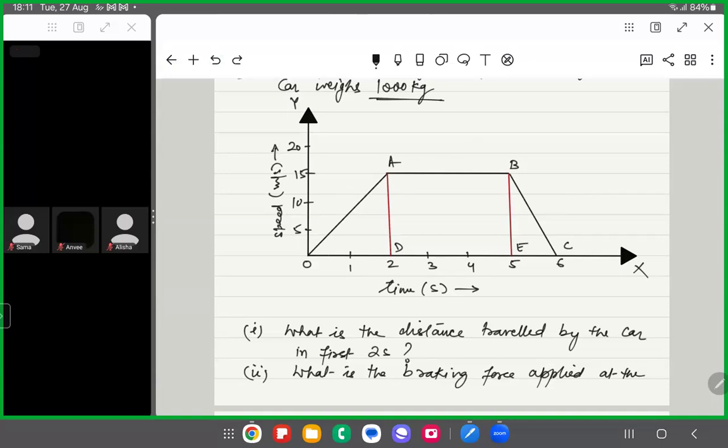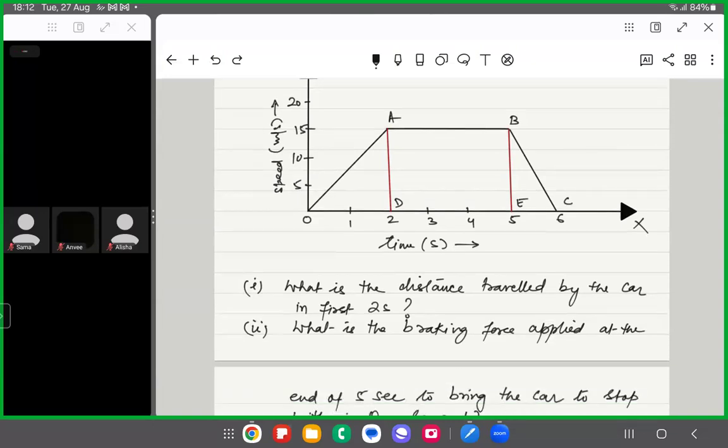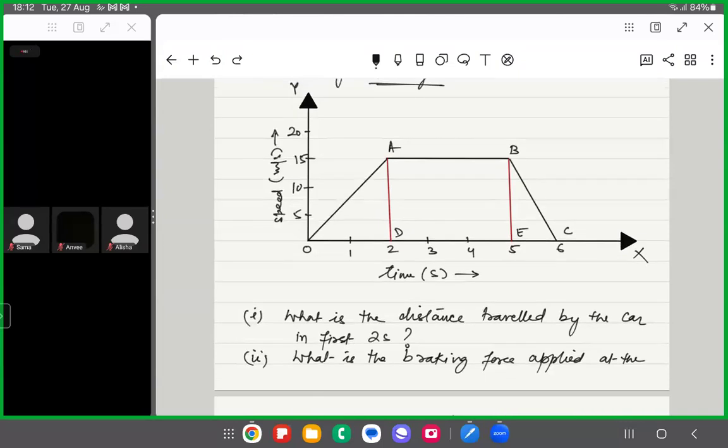As you already studied about motion, the very first chapter, you already have the idea, whenever the line is a straight line, what kind of motion is that? When it is parallel to the time axis, what type of motion is that? Now in the first part, you have to find what is the distance traveled by the car in first 2 seconds, right?